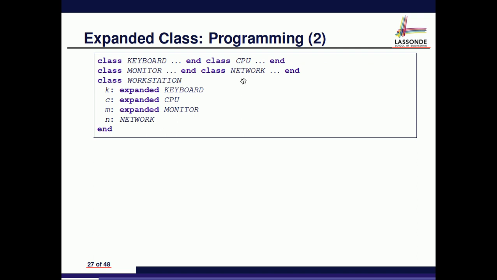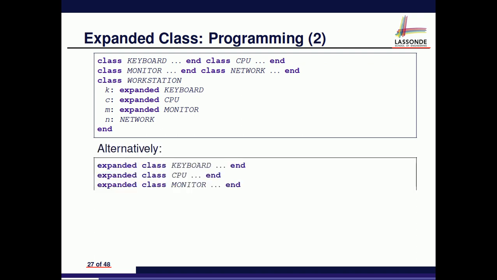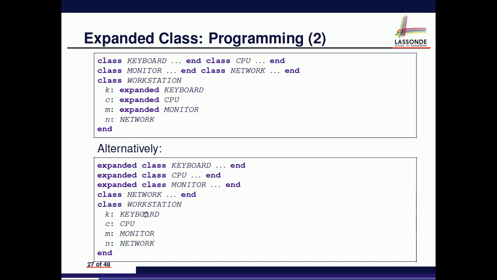And number 2, another way to do it is, at a class level, we say that every keyboard, every CPU, every monitor is expanded by default. It's already expanded, so that when you declare keyboard over here, that means it's composition. So now, question for you. Can you see the advantage of number 1 over number 2? Somehow number 1 gives us a little bit more flexibility. How can you see that's more flexible? Yeah, exactly.